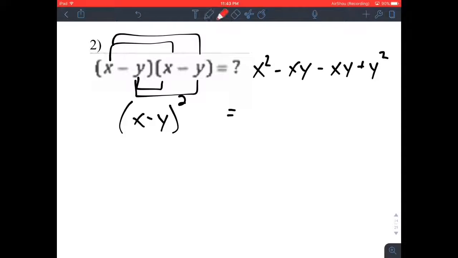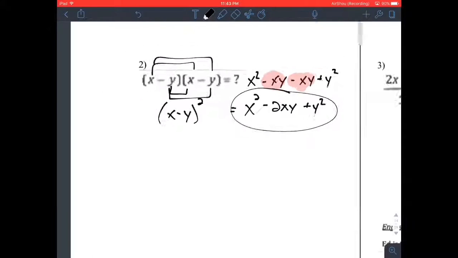Two middle terms are like terms. They have the same sign, so they're going to get bigger and negative. And that's all she wrote for that problem.